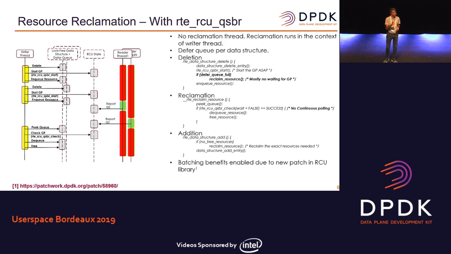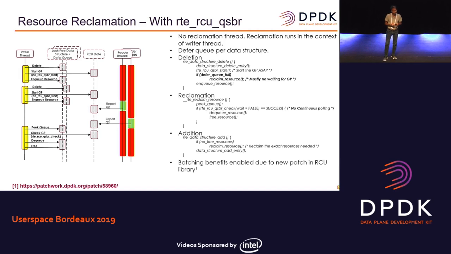That's with the data structure. For example, if I take the LPM data structure in DPDK, you have these table 8 groups, and when you try to allocate one of those groups, you will get an error saying that you ran out of resources. That's how you realize that there are no more resources available.